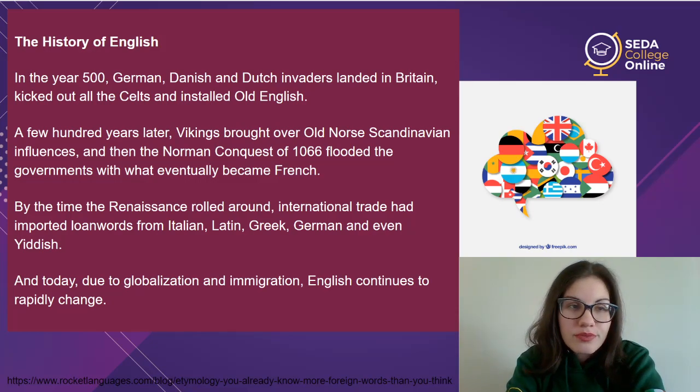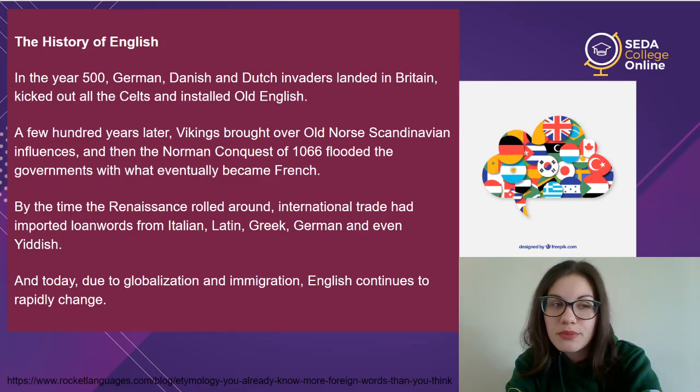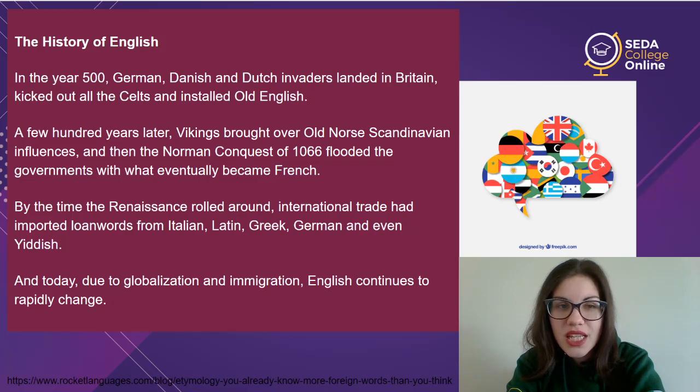So let's read together. It's the history of English first. In the year 500, German, Danish, and Dutch invaders landed in Britain. Now, I know countries and nationalities sometimes can be difficult, so we have Germany, Denmark, and Dutch is the Netherlands. Okay, so we have German, Danish, and Dutch invaders in Britain. They kicked out all the Celts and installed Old English.